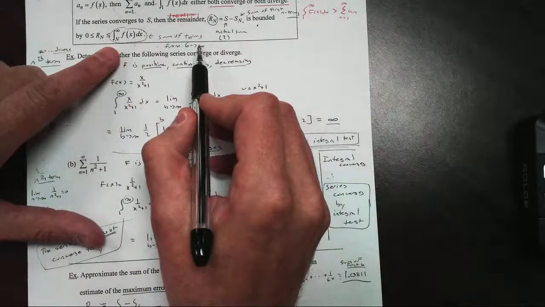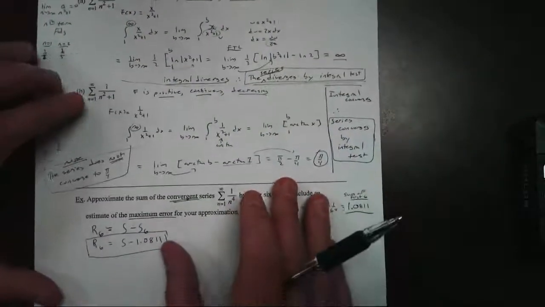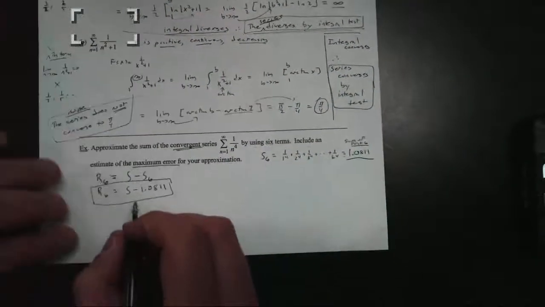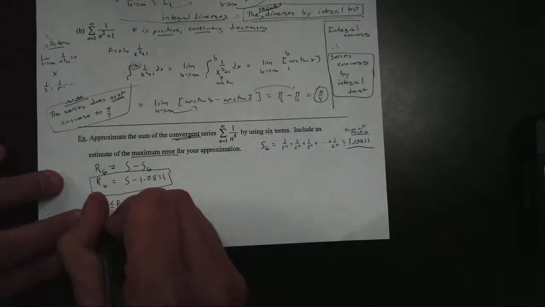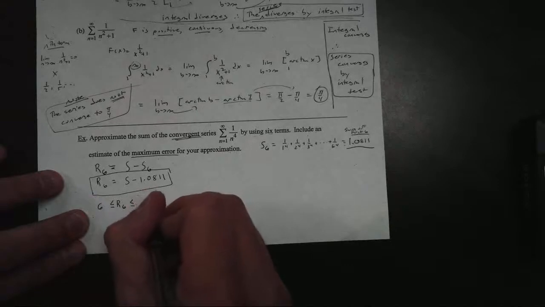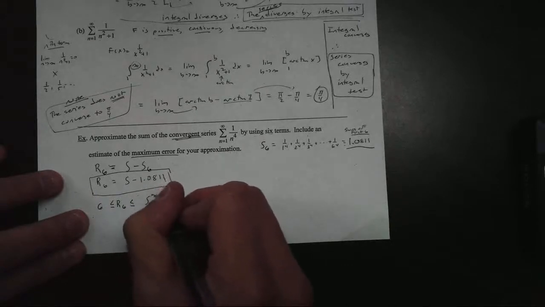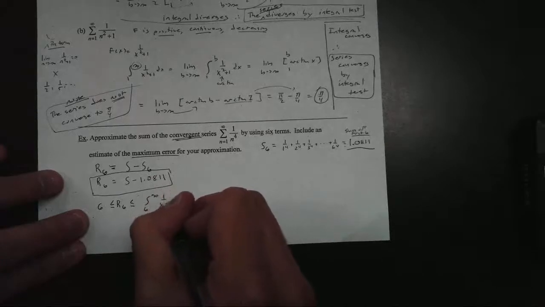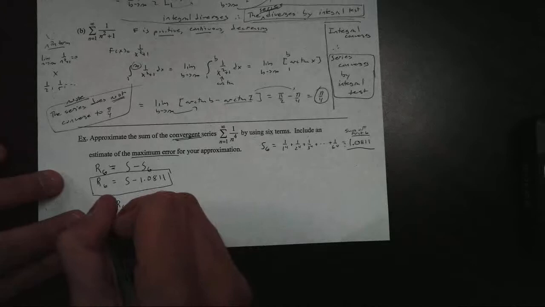Now, why would we want that? Well, this is going to add up all the other ones, so I can use that down here. I know that r sub 6, my remainder, has to be between 0 and the integral from 6 to infinity of f of x. We're just going to convert that to f of x, 1 over x to the 4th dx. Whoops, that's a 0 there, sorry.